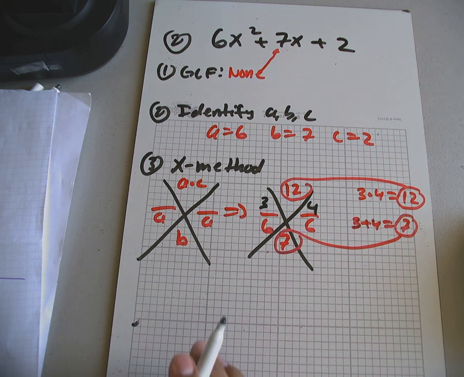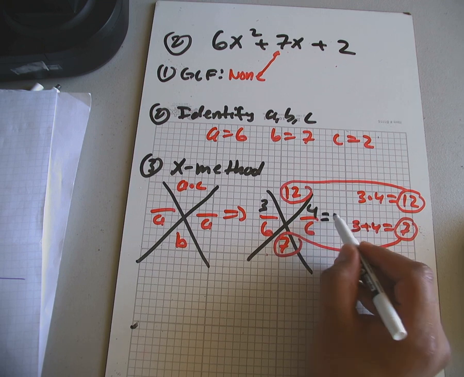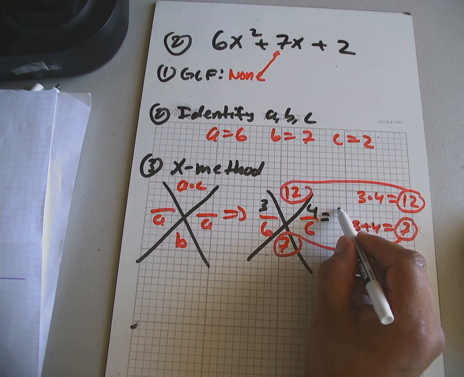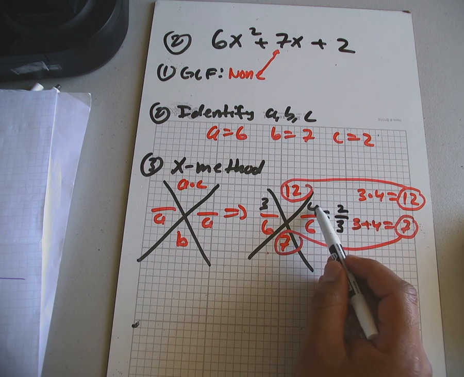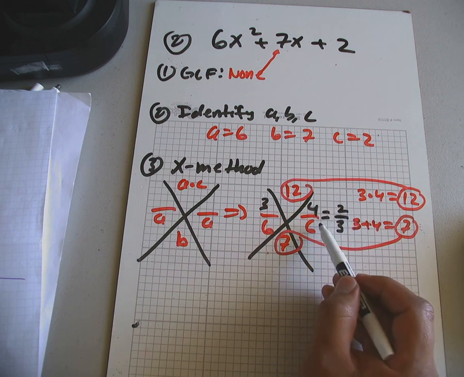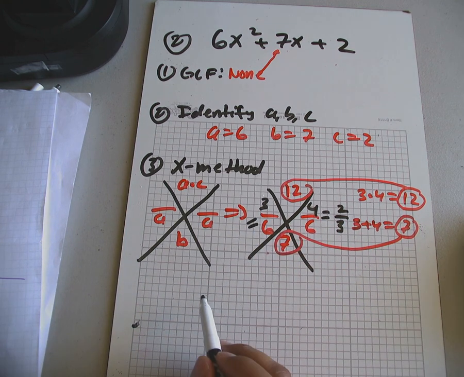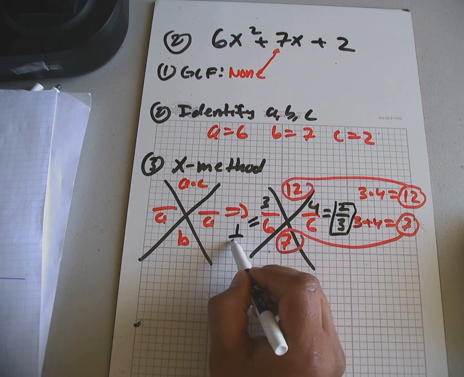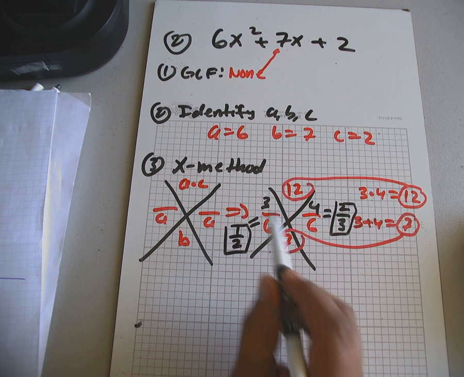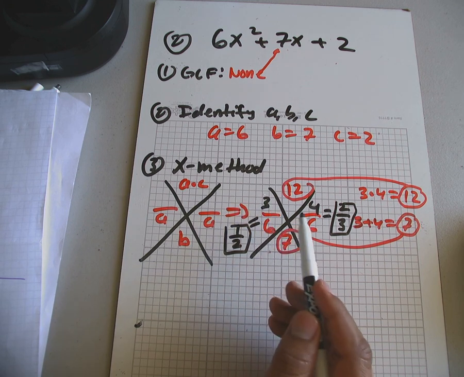Now notice something very interesting. This fraction can be simplified to 2 over 3, right? If you divide by 2, 4 divided by 2 is 2, and 6 divided by 2 is 3. And also this one can be simplified to 1 over 2, right? We can divide it by 3. 3 divided by 3 is 1, and 6 divided by 3 is 2, right?